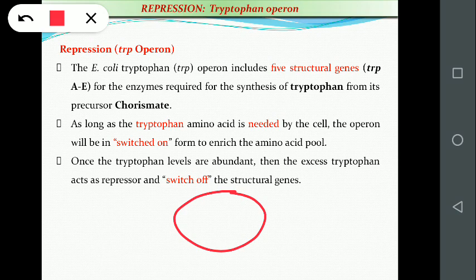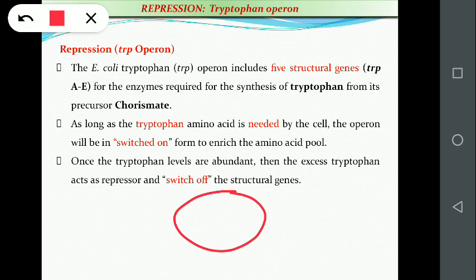A continuous supply of 20 different amino acids is required. That is why the E. coli cell continuously synthesizes these 20 different amino acids, which are part of all the polypeptide chains. So here we are going to study only one of those 20 different amino acids, that is tryptophan.